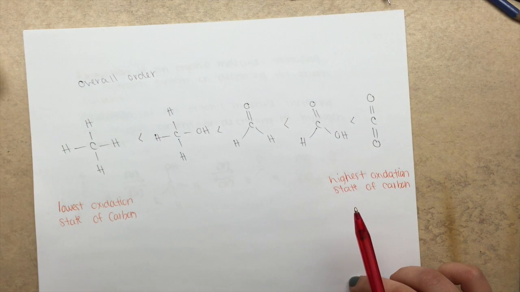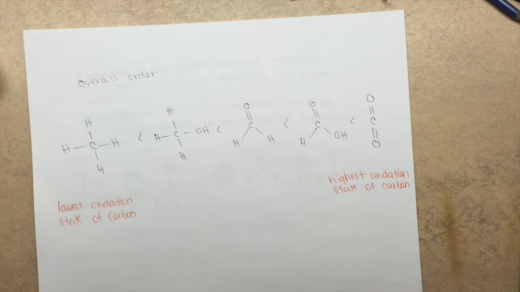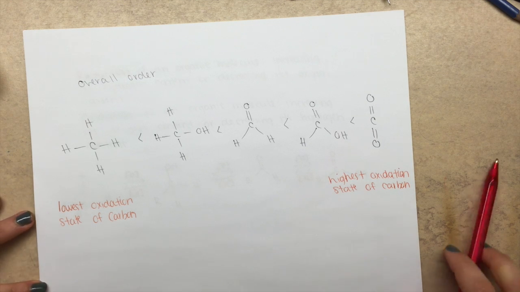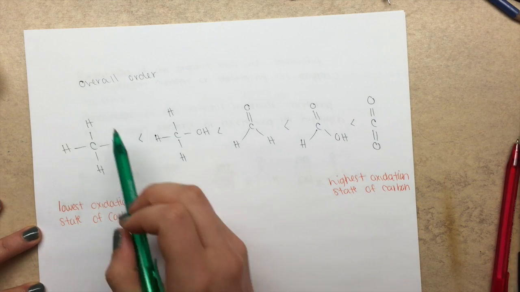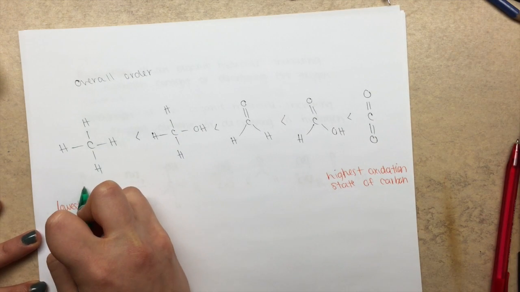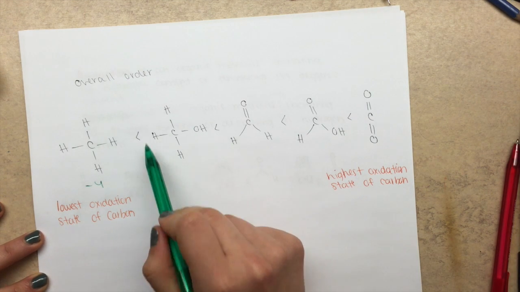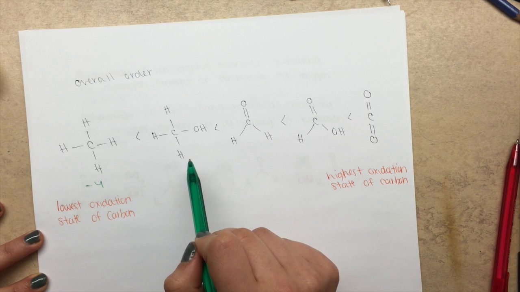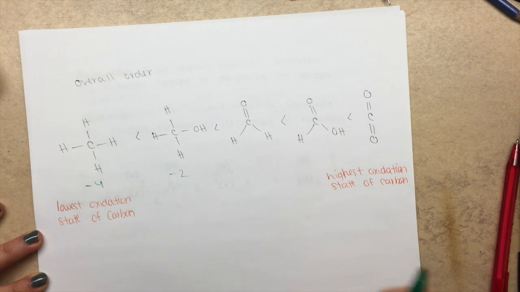So now here's the overall oxidation state order for carbon. The lowest possible oxidation state of carbon would be when all 4 of carbon's bonds are attached to hydrogens. So that would give you a charge of -4. And then the second lowest state would be when you have 3 bonds attached to hydrogen and 1 attached to oxygen. So that would be -2.